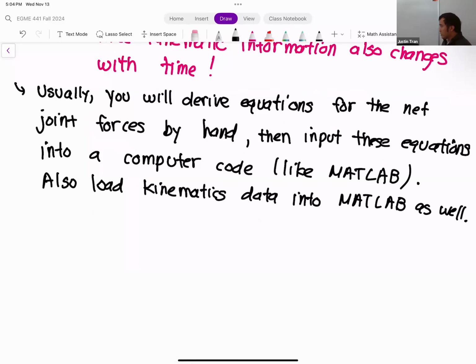And so you input the equations that you derived by hand, you load the data into MATLAB, and then MATLAB is able to compute all of your net forces and moments at the joints as a function of time, and you'll be able to get a really nice data table from that as well.